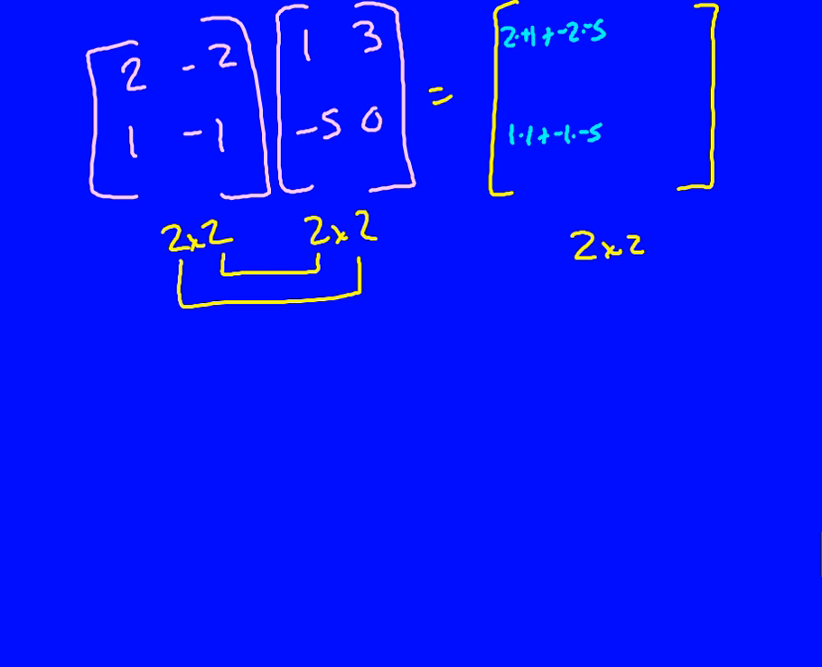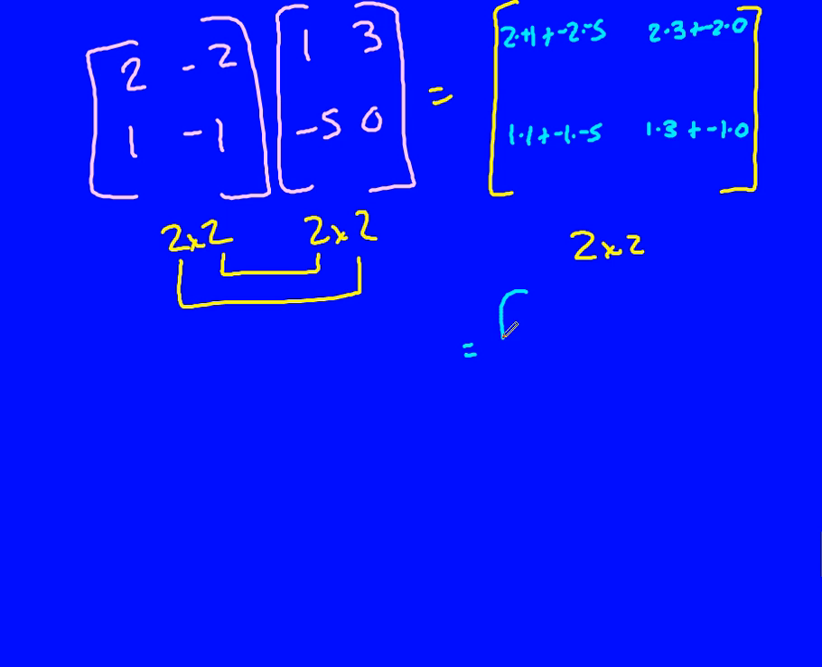Now let's go first row, second column. So I'm going to go first row by second column: 2 times 3, and then negative 2 times 0. And then second row, second column will be 1 times 3, and negative 1 times 0.